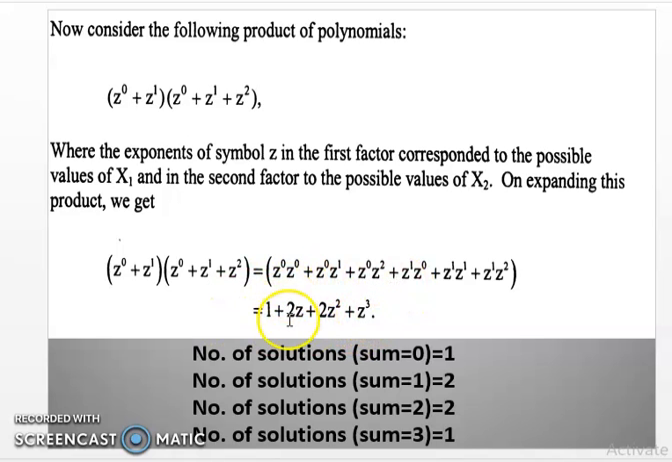In the resulting equation, we look at the coefficient of each term. To find the number of solutions for sum equal to 0, the first coefficient is 1, therefore the number of solutions for sum 0 is 1. Similarly, for the second term, the coefficient is 2, therefore the number of solutions for sum equal to 1 is 2. Then for the next term, the number of solutions for sum equal to 2 is 2. Similarly, for the last term, the number of solutions for sum equal to 3 is 1.